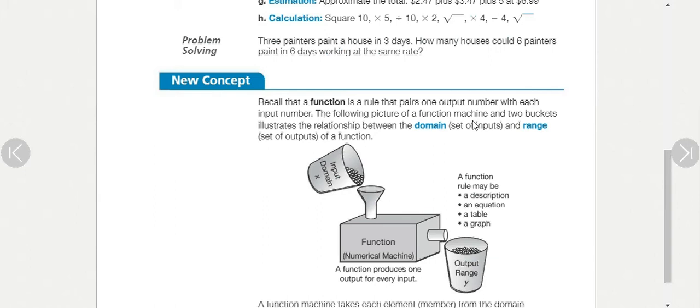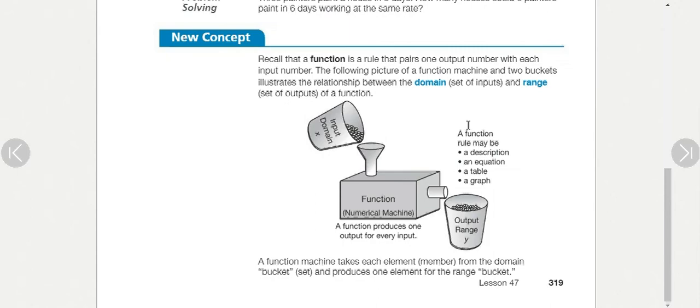It should only produce one output for every input, and everything that pours out is called the range, the set of outputs. A function machine takes each element or member from the domain, which is that bucket, and produces one element for the range. You don't want to input one domain and get different ranges. It's okay if you put in different domains that end up with the same range, but you don't want to put in the same domain and end up with a different range.